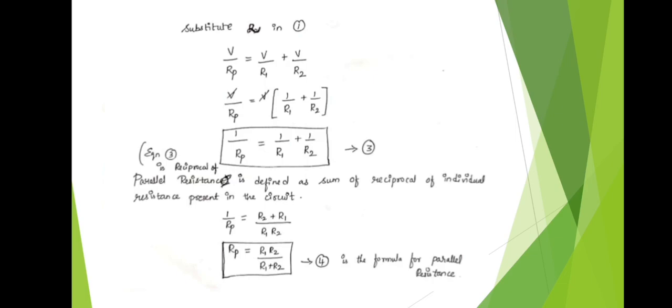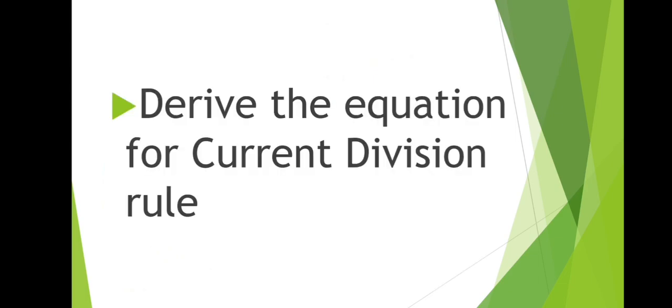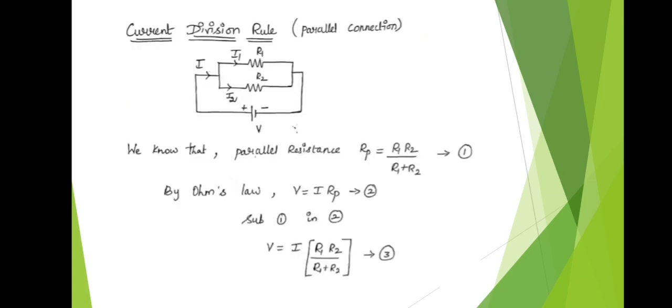So this is a formula for parallel resistance. Next topic, derive the equation for current division rule. Current division rule, we are going to apply the current division rule only for parallel connection.